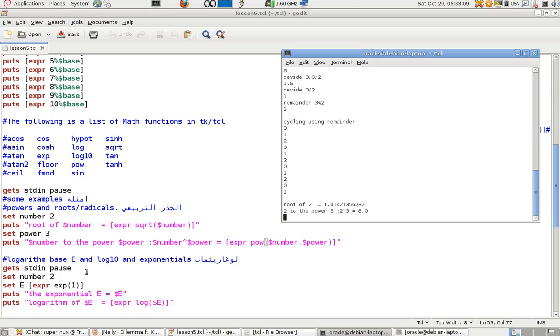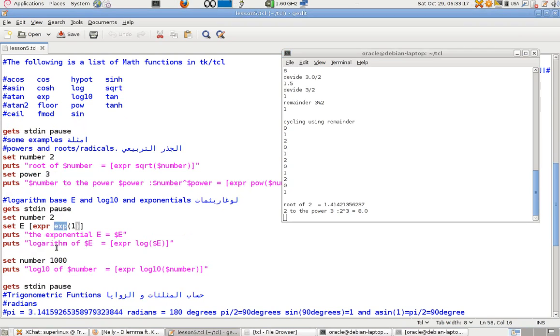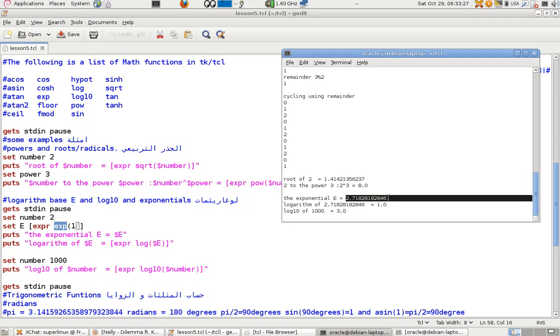If you want to go through logarithms, use the exponential. The exponential is this constant, 2.7, which we call e. Now the logarithm of e is 1. Okay, this is by definition.